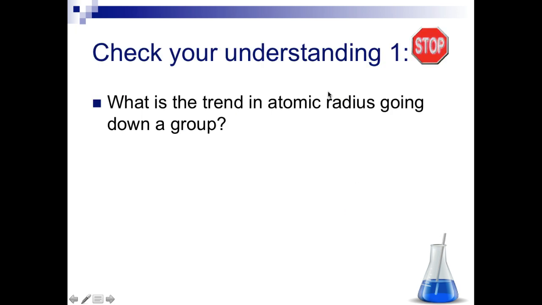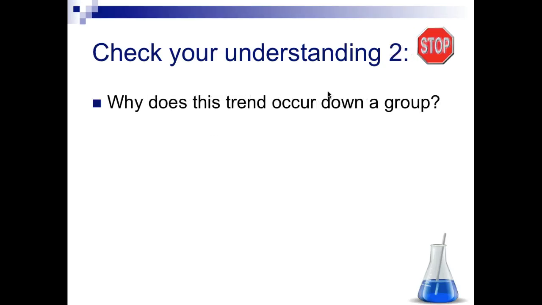So let's look at some check your understandings. Now remember, when you come into class tomorrow, we're going to talk about these first. So what is the trend in atomic radius going down a group? And then also I want you to think about and answer the second question, which is why does this trend occur down a group? Remember, this will conclude lesson 3 part A, and lesson 3 part B we'll talk about later.